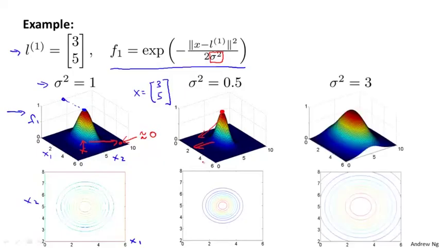Conversely, if you were to increase sigma squared, so here I've set sigma squared equals 3, in that case, as I move away from L1, so this point here is really L1, right? L1 is at location 3, 5, shown up here. If sigma squared is large, then as you move away from L1, the value of the feature falls away much more slowly.